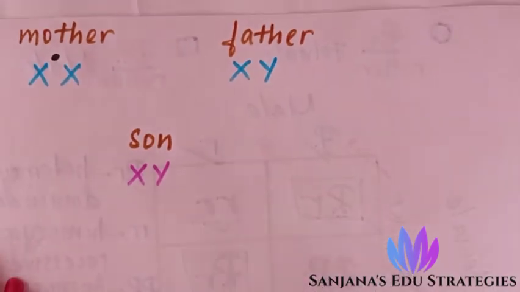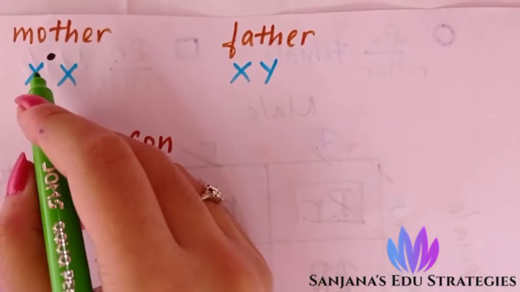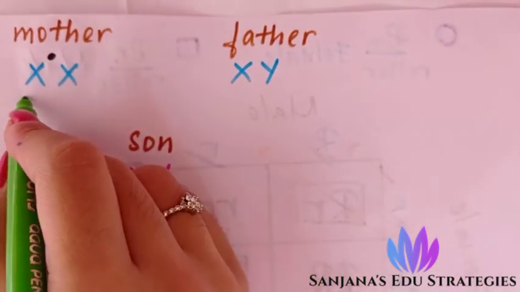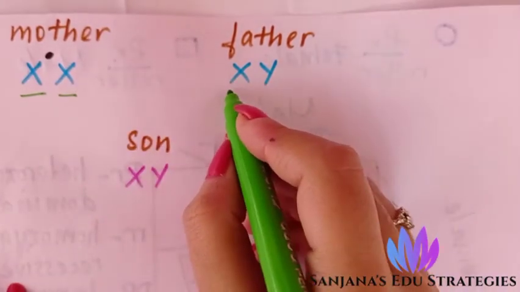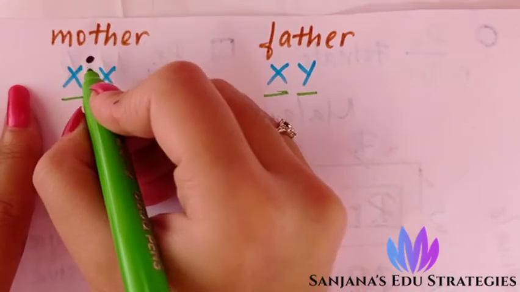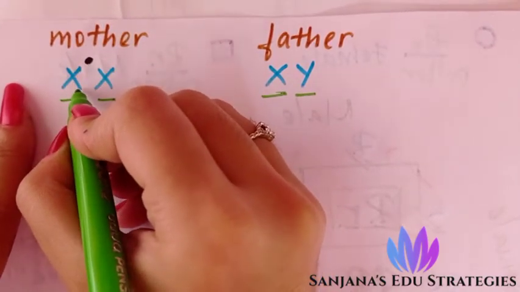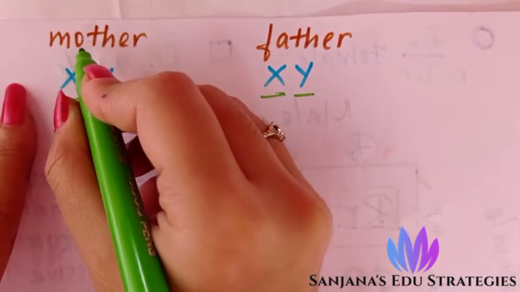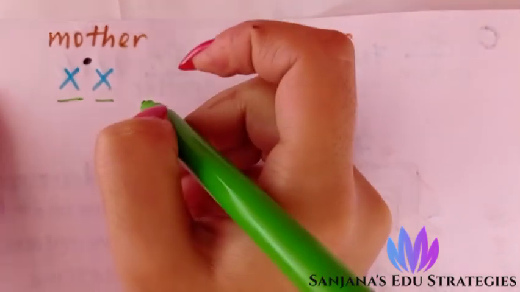First, you take the mother. Mother will have XX chromosome. Father will have XY chromosome. Mother is having a carrier gene. This black dot represents that this X chromosome is the carrier of a disease.